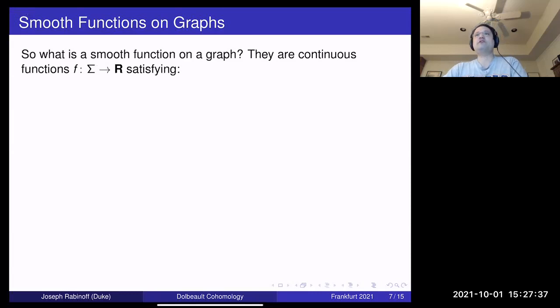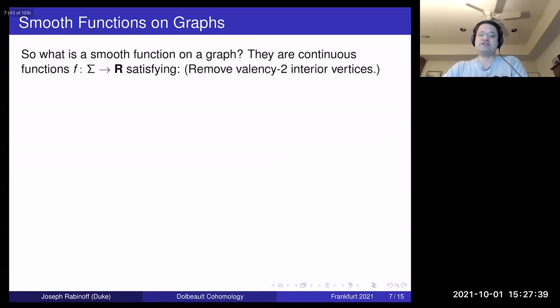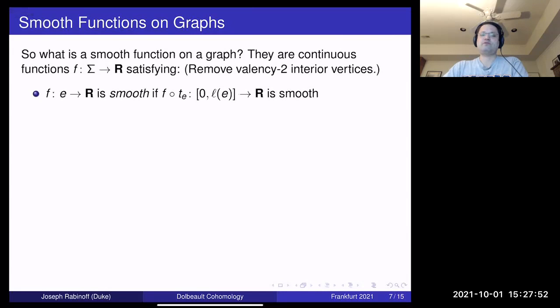So a smooth function, first of all, is a continuous function that satisfies the following. Oh, and by the way, for simplicity, let's remove all valence to interior vertices, and you'll see why in a second. So the function is smooth on every edge, which means that if you compose with the parameterization of the edge, then you get a smooth function, and it's got to be smooth on one side at the vertices.